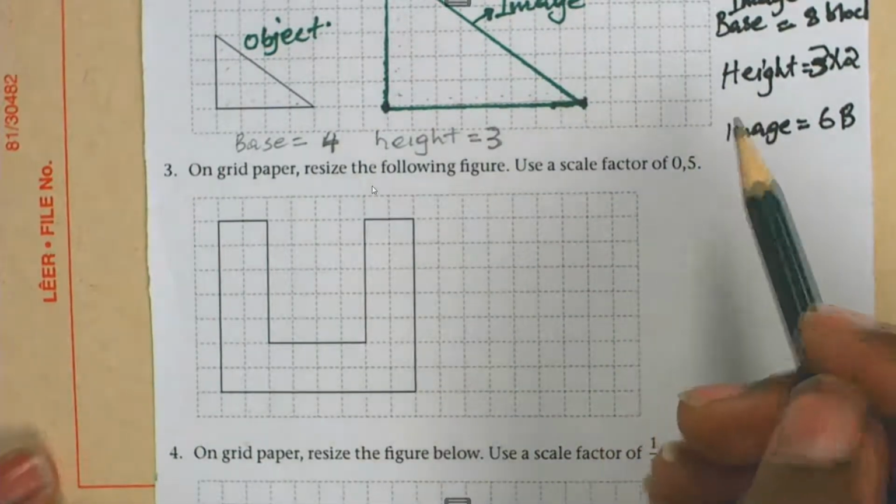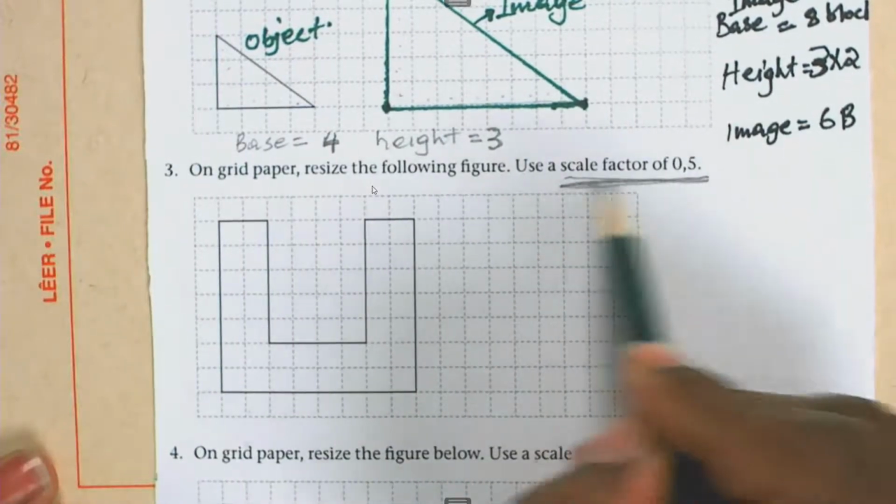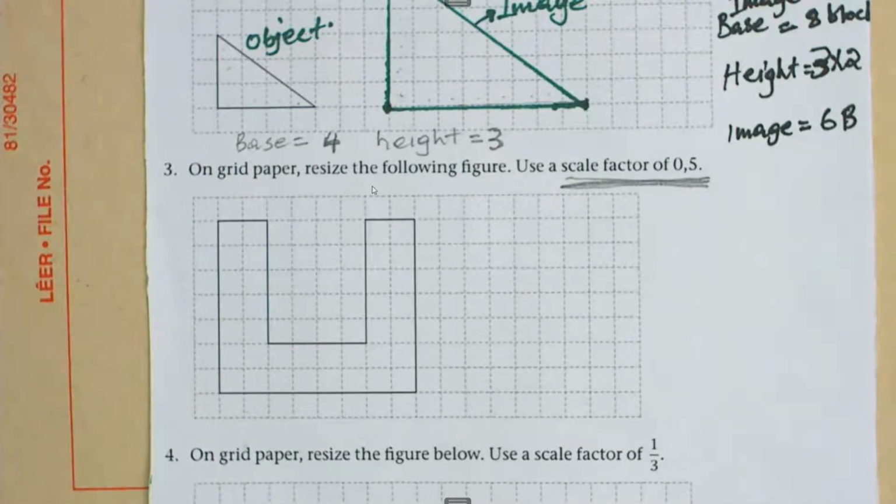First of all, let us identify the following. The scale factor, guys, is 0,5. Now, if the scale factor is 0,5, meaning that it is less than 1, the image will be what? Will it be an enlargement or a reduction? The scale factor is 0,5. Will it be an enlargement or a reduction? Yes, you are correct. It will be a reduction. Why?